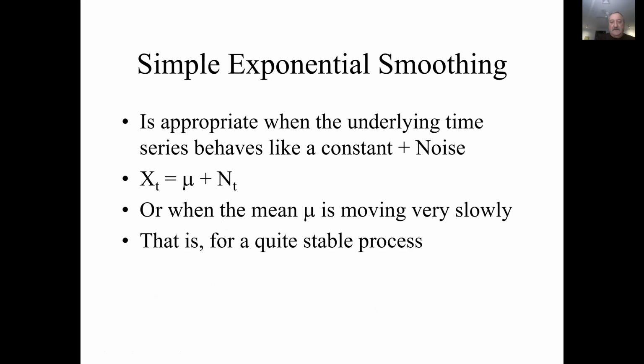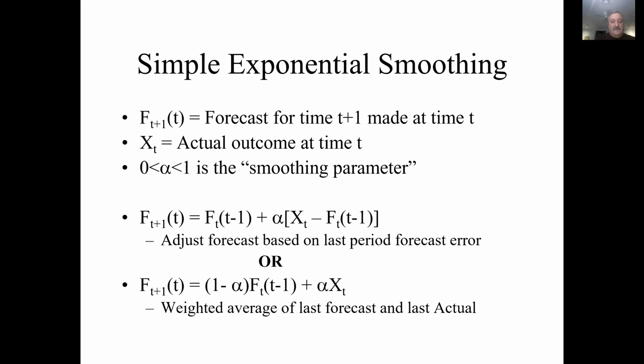Another way to think about it is we're going to multiply our previous forecast by 1 minus alpha. We're going to add to that the most recent outcome times alpha.